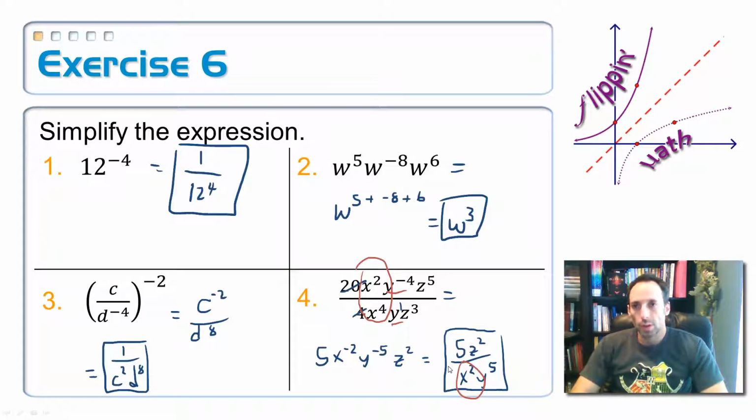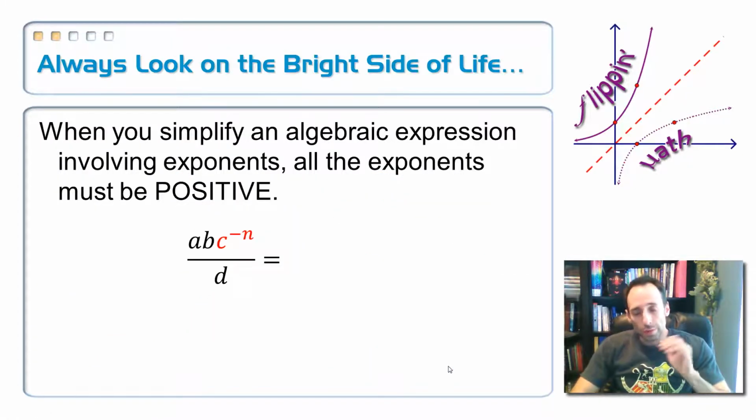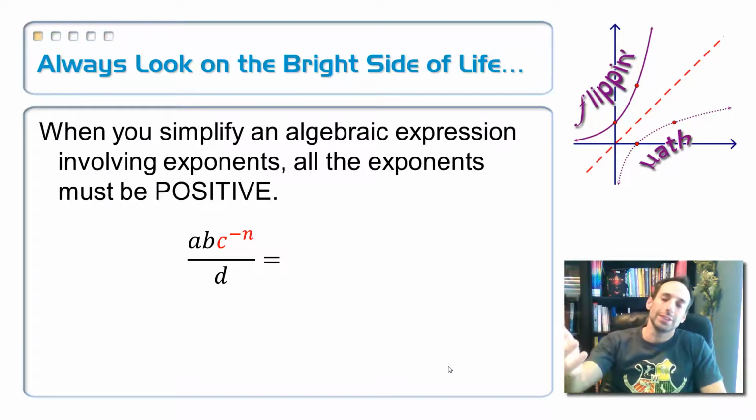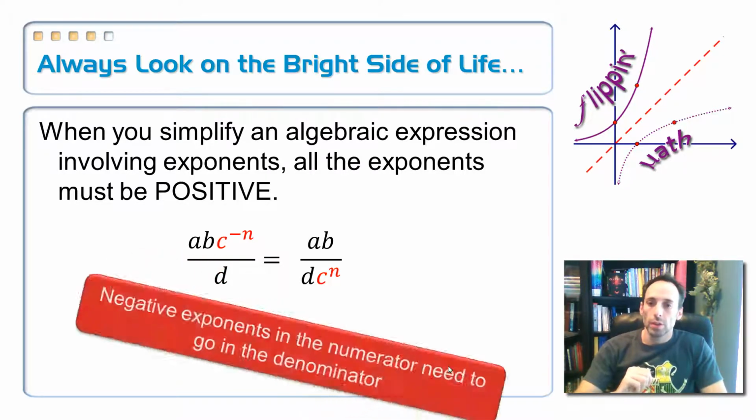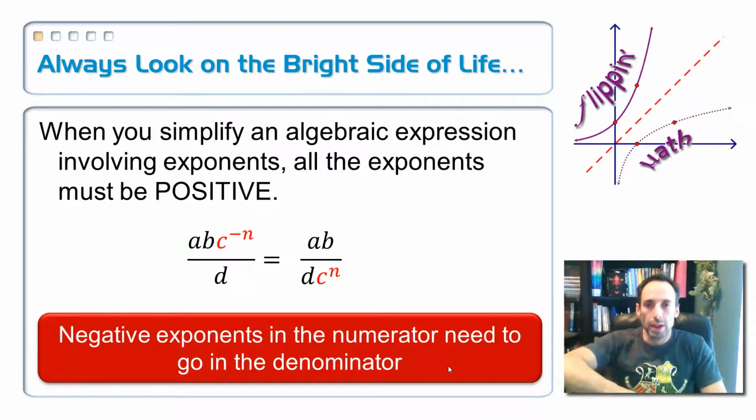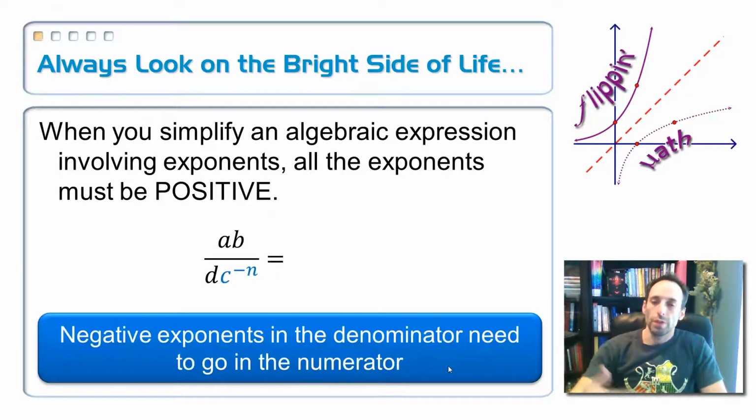Okay, so I will say this. Whenever you simplify an algebraic expression involving exponents, we want to keep them always positive. Look at the title here. Always look on the bright side of life. Okay, so if I have that expression c to the negative n, it's not positive, we need to put it down in the bottom, so it becomes ab divided by d times c to the n power. Okay, so negative exponents in the numerator need to come down to the denominator. Okay, so if I have this expression now where it's negative in the bottom, I have to keep the exponents positive. We're always looking on the bright side here.